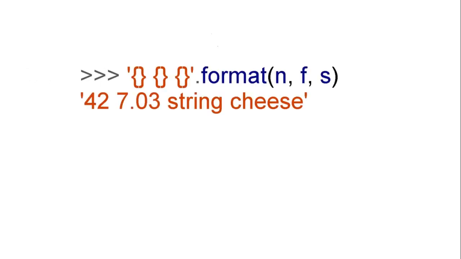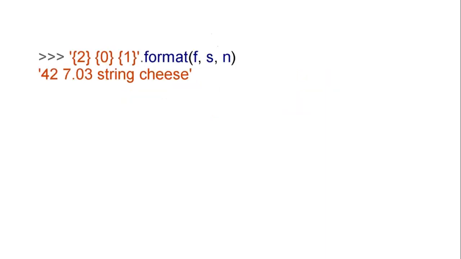The simplest uses are in this picture. Old style arguments needed to be provided in the order in which their percentage placeholders appeared in the string. With new style, you can specify the order. The value 0 refers to the first argument, f, whereas 1 refers to the string s, and 2 refers to the last argument, the integer n.